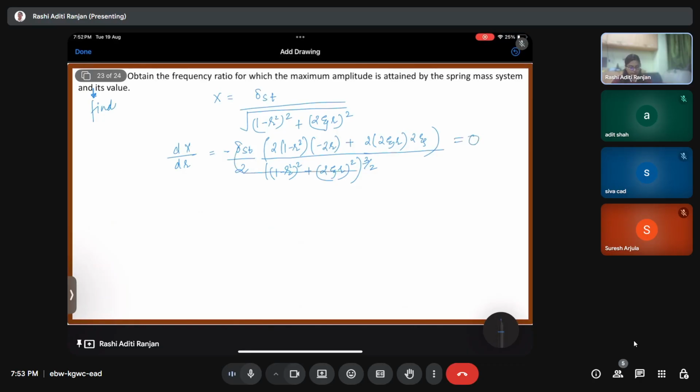This whole term we can take here and make it 0. So we are going to have 2, which we can also cancel out with this. So we are going to get minus 2r plus 2r cube plus 4 eta square r is equals to 0.